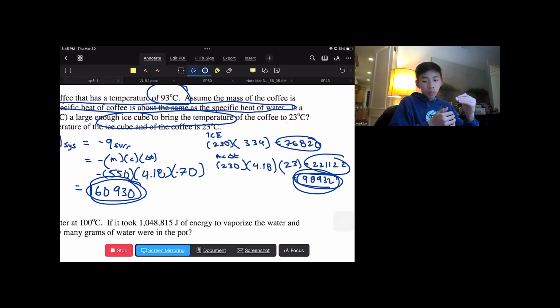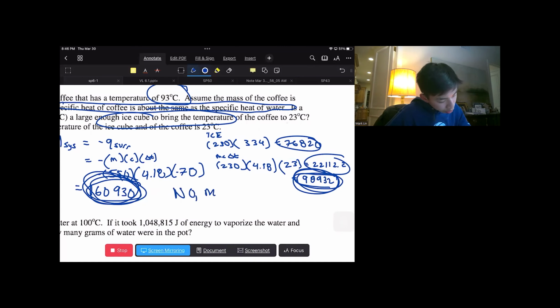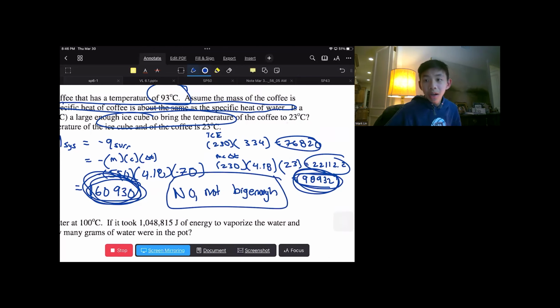And so what this means is that the ice cube is too small, because it's not big enough to reach 160,000. As we said, we found out it only expended about 90,000, but we needed 160,000. So we need to say, no, not big enough. All right. Hope that helps.